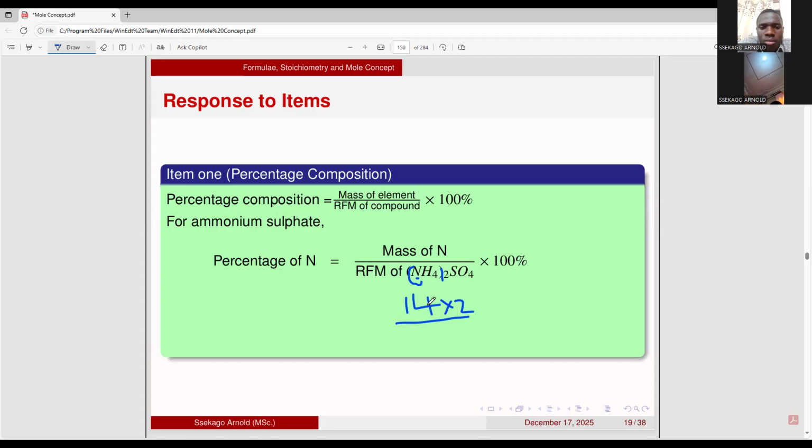Now for the RFM of ammonium sulfate, you have to treat these brackets carefully. There is a bracket in front, so we shall open that bracket. Then each nitrogen is 14.